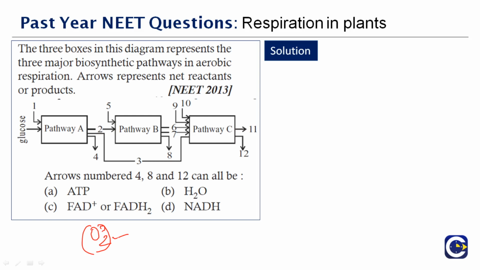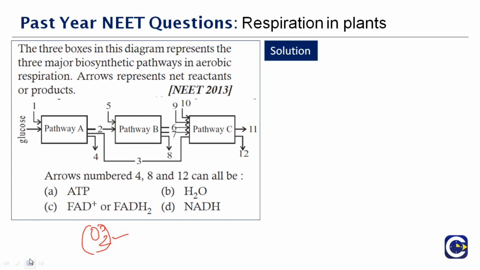The pathway A is glycolysis, pathway B is the Krebs cycle and pathway C is ETS. What is the full form of ETS? Any idea? I told you what acetyl-CoA is, and how it plays an important role in the TCA cycle. ETS is the electron transport chain, also called the electron transport cycle. That is the full form of ETS. Now path A represents glycolysis, path B represents TCA, and path C represents the ETS cycle.